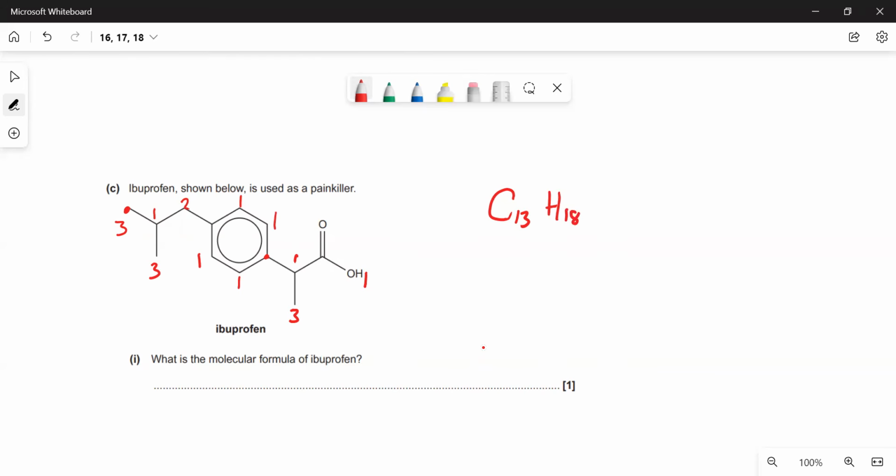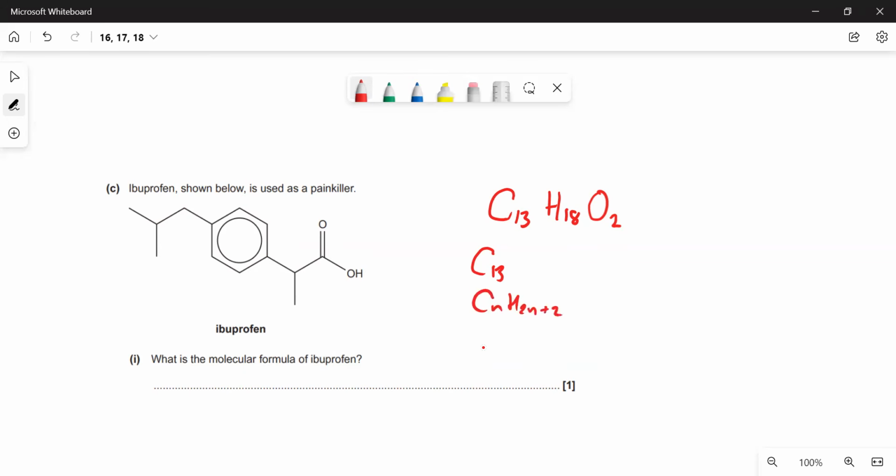And then how many oxygens have we got? We've got 2. C13. Right, there's a quicker way of doing that. If you've only got carbons, hydrogens, and oxygens, this will work. If you've got nitrogen in the molecule, it won't work. But what you do is you do C13.